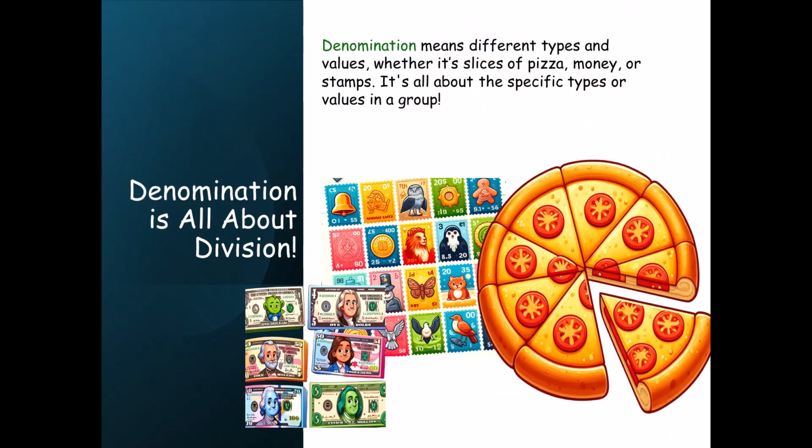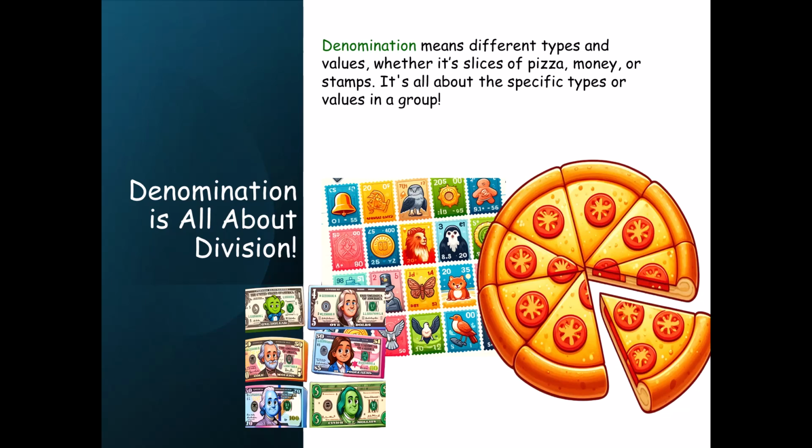Simple, right? Before we dive deeper, let's learn an important word, denomination. It might sound fancy, but it's just a way to talk about types or categories. When we cut our pizza into pieces, we can say each piece is part of a denomination based on how many pieces there are. But we don't just use denomination for pizza. It's a word we use in many places.